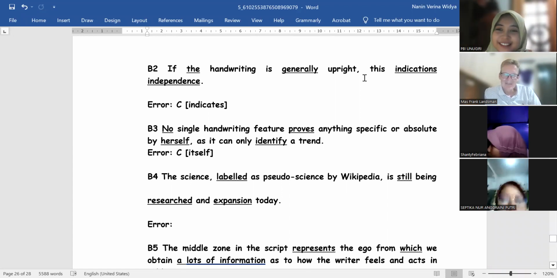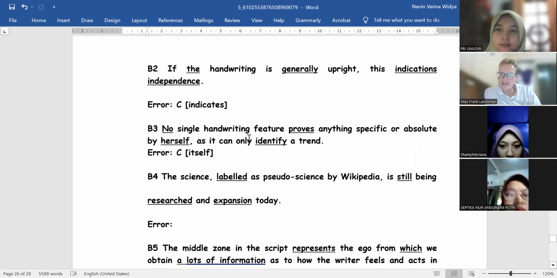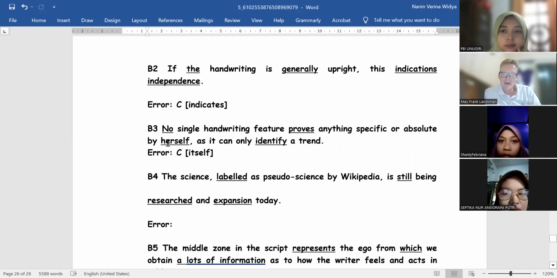Okay. B3 is no single handwriting feature proves anything specific or absolute by herself, as it can only identify a trend. Okay. Which one is wrong? Herself. No woman is mentioned. No girl is mentioned in the sentence. There's no feminine presence. So a handwriting feature doesn't prove anything by itself.